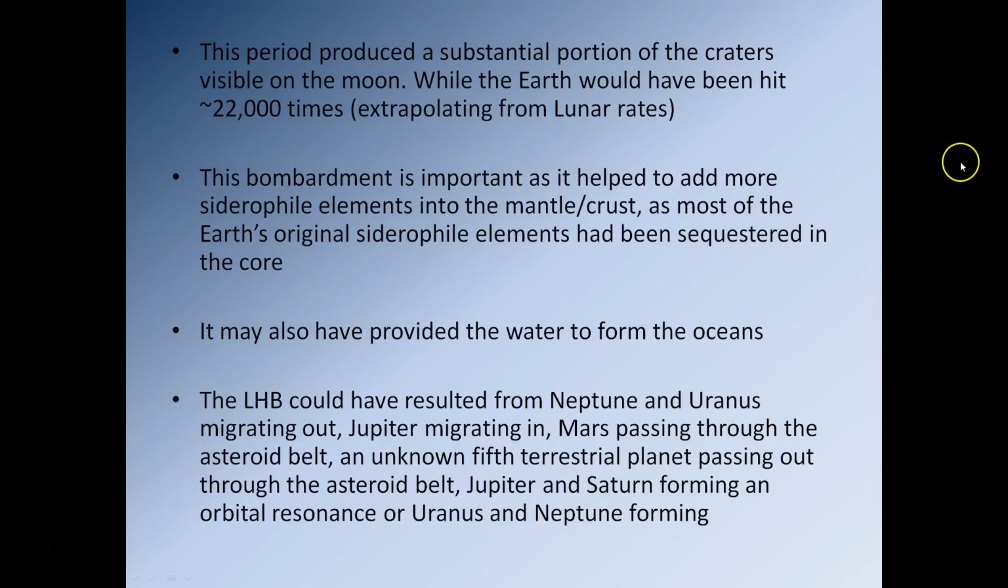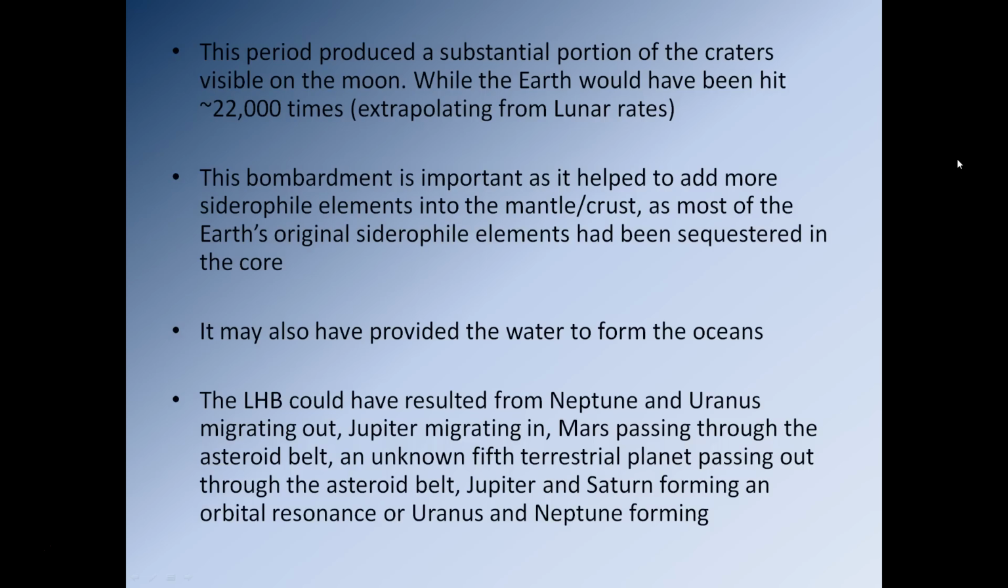This bombardment is actually important as it helped to add more siderophile elements to the mantle and the crust. If you remember, when the Earth initially formed, we formed the Earth's iron core, and because siderophile elements, iron-loving elements, want to go with the iron, they all got vacuumed up by this iron core, and they're all trapped down in the Earth's core right now, so we can't get to them. So if we want siderophile elements like platinum and palladium, where would they be? How do we find them now?